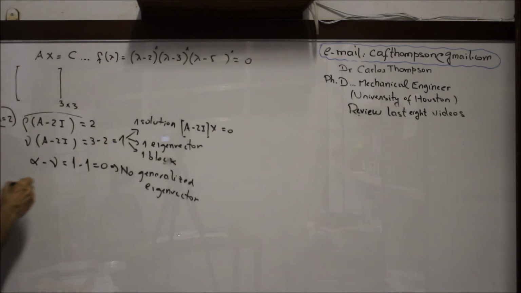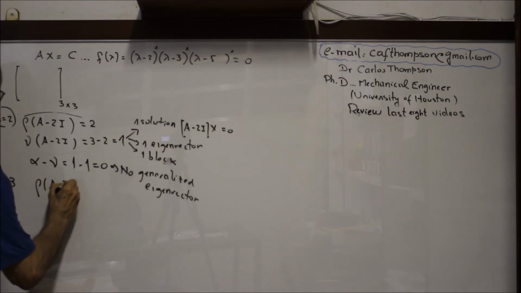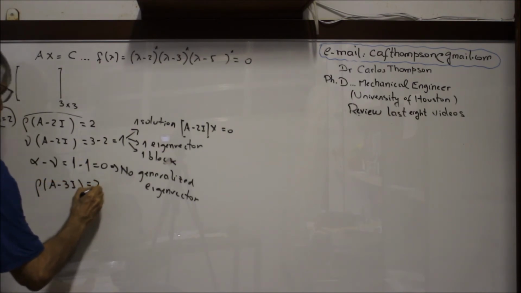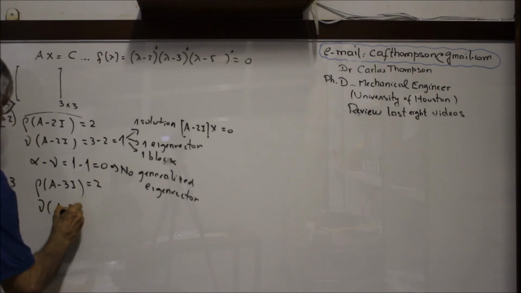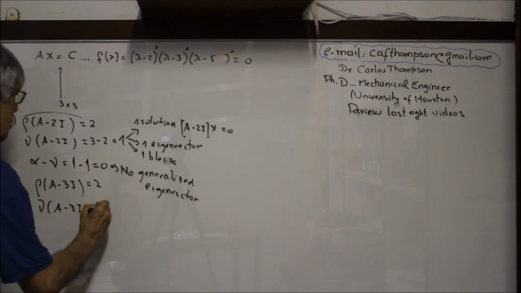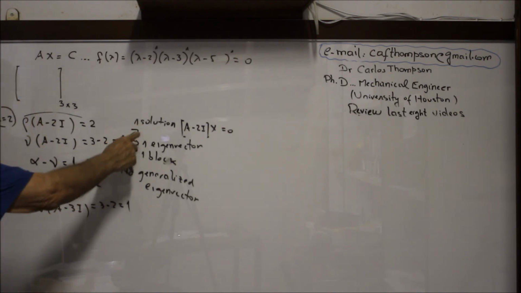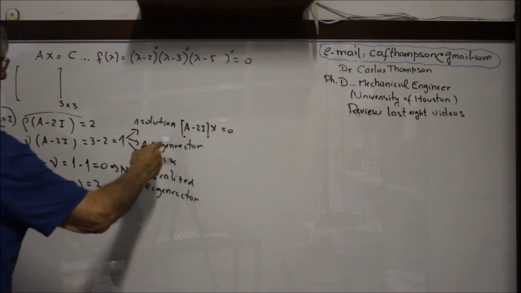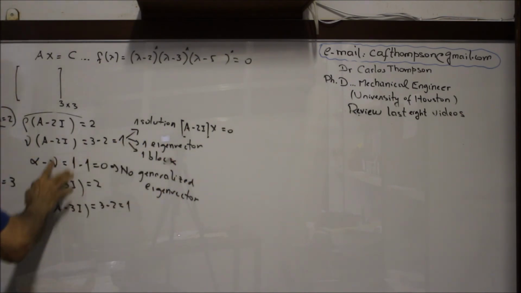Now, let's do the same for lambda is equal to 3. Just a repeat, rho of A minus 3I is equal to ni of A minus 3I is equal 3 minus 2 is equal 1. The same thing. One solution, one eigenvector, one block. No generalized eigenvector. The same thing.